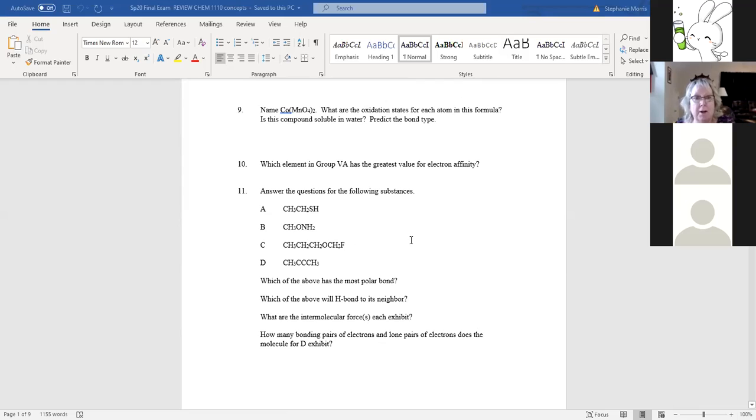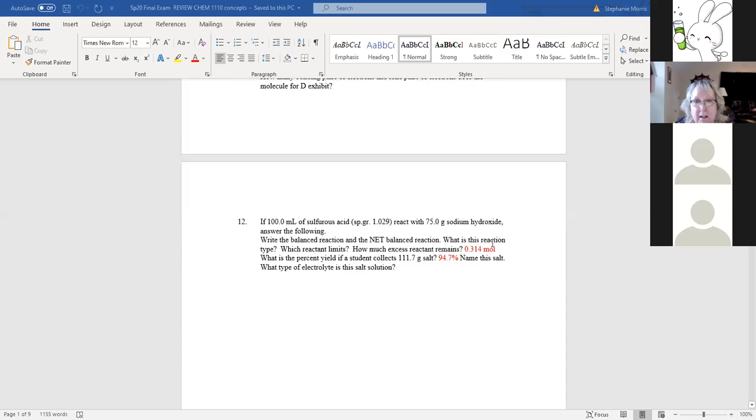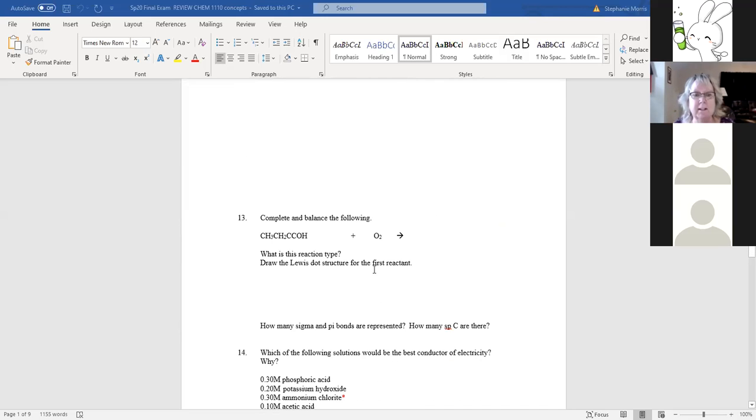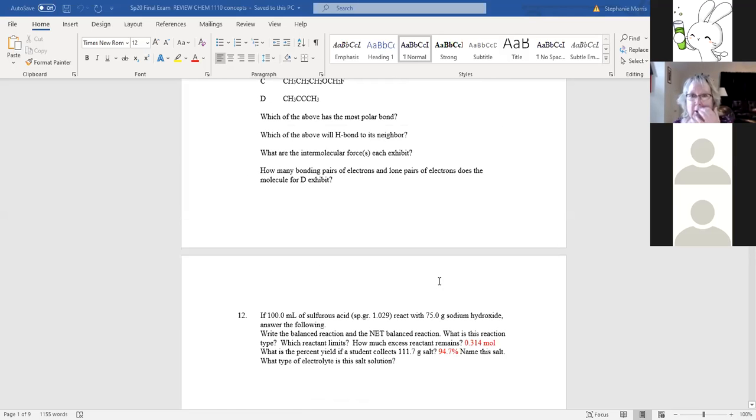Hey, on number 11, I'm just making this up. On number 11, how would I figure out which of the above would hydrogen bond to its neighbor? Well, this is called intermolecular forces. And I went over that last time. This is a limiting reactant problem and a net ionic. There's a net ionic. It's one of the last questions on your final. So to answer your question, Francois, do this packet. You can ask me questions on Friday.